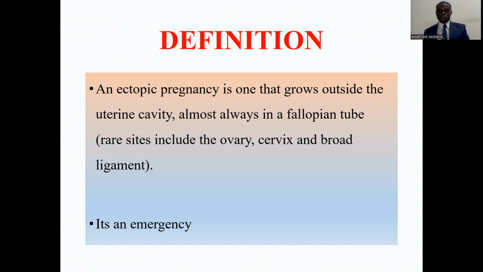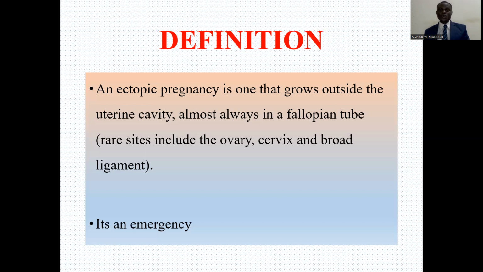Ideally, products of conception should grow in the uterine cavity. When someone's sperm meets the ovum, a zygote is formed, and implantation has to take place in the uterus. But there are incidences where you find implantation has taken place outside the uterine cavity, and this is what we call ectopic pregnancy, where we find products of conception have been implanted outside the uterine cavity.